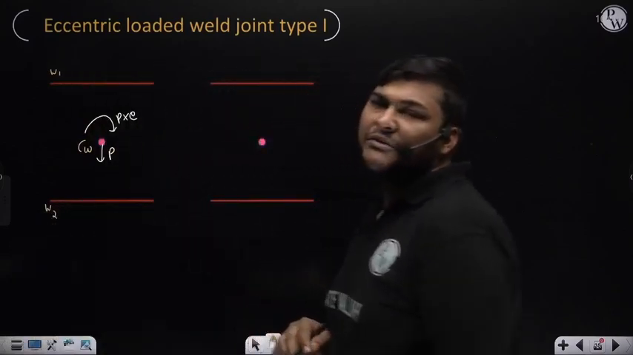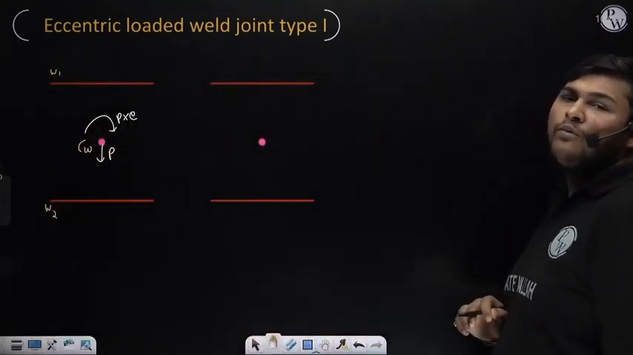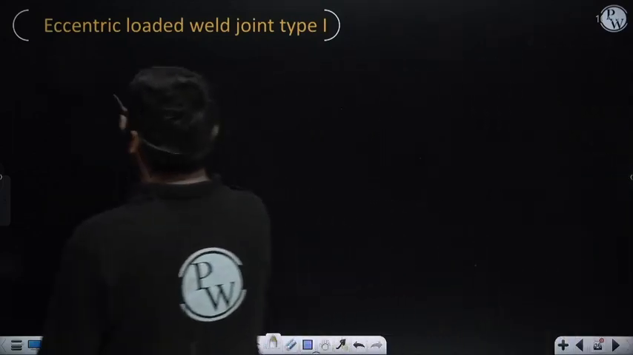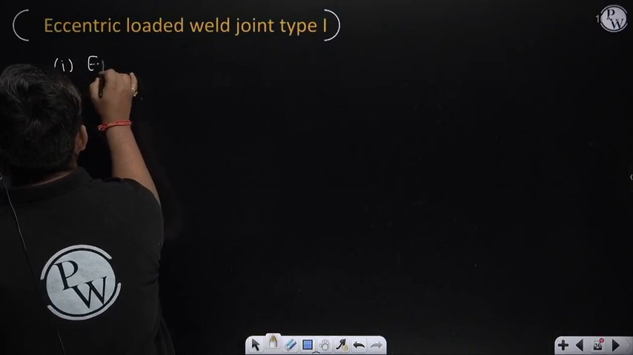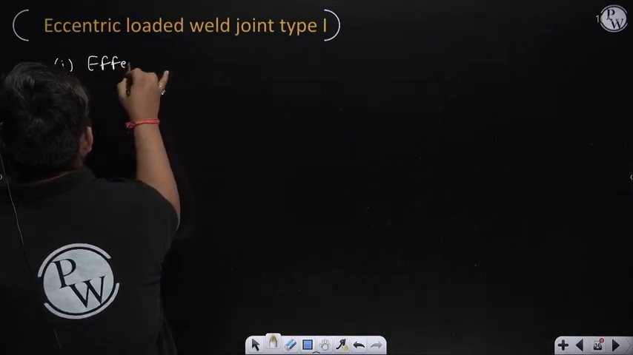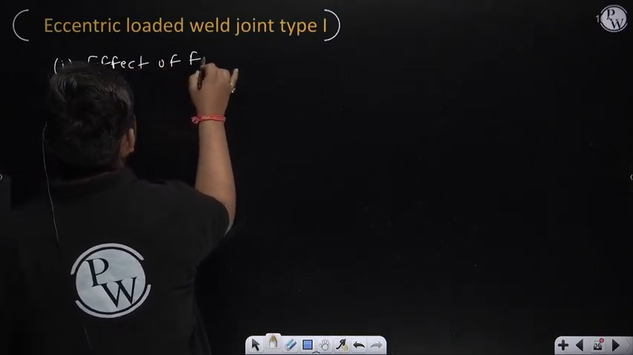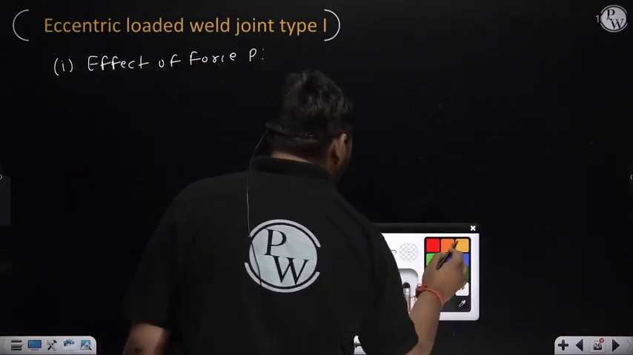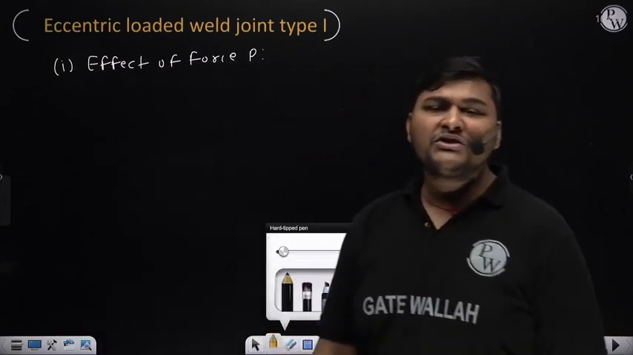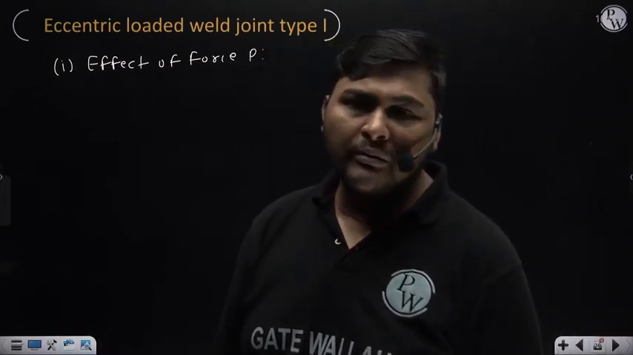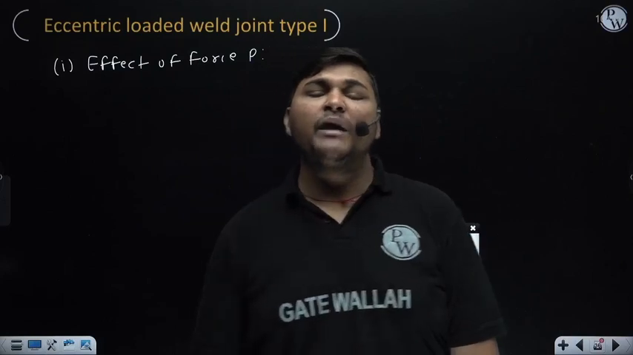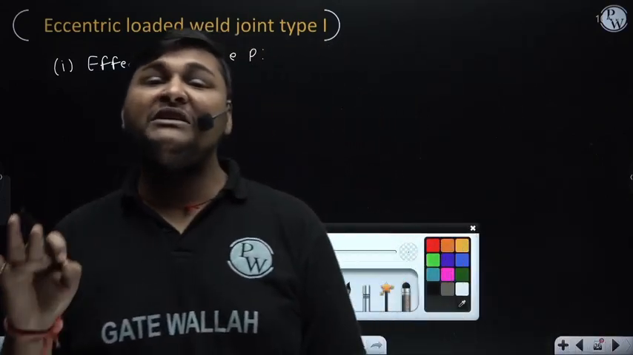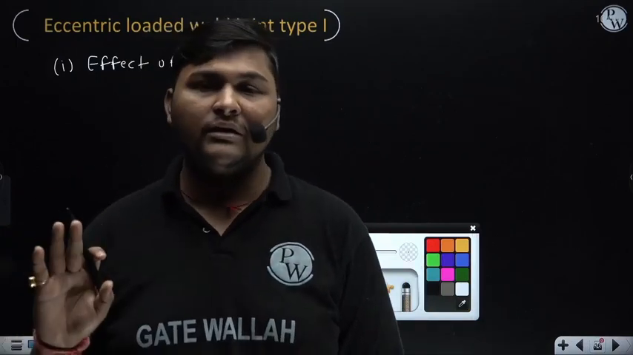Okay. Now first we will understand the effect of force P, and that I have already explained. Due to force P, since it is direct force, primary stress will be induced in the weld. Now primary stress, that we understood, but will it be shear or normal? Whenever the question is on eccentric loading, we will always consider that due to force P, primary shear stress is inducing in the weld.